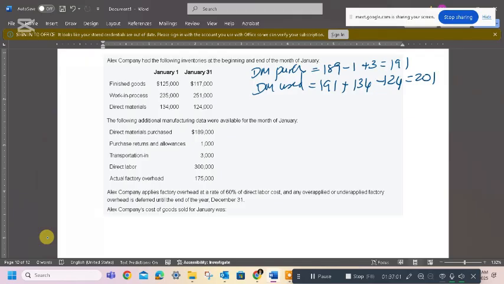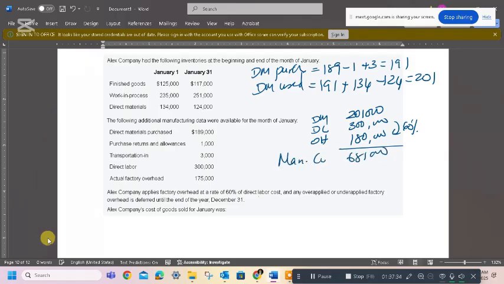Right, now let's find the manufacturing cost. How do you find? Material used 201,000 plus labor 300,000. Factory overhead they apply at a rate of 60% of direct labor cost. So this is direct labor, direct material. Overhead is going to be 180,000. How? 60% of this. So that is 300, 500, 681,000. This is manufacturing cost. From this we have to find cost of goods manufactured.